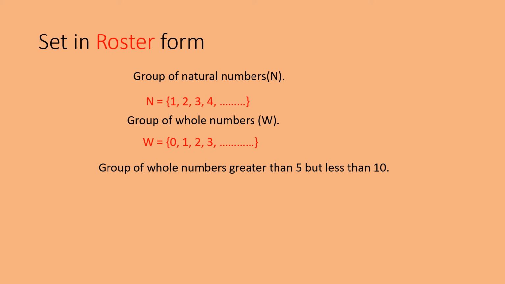Group of whole number greater than 5 but less than 10. See here what will come? A is the name of a set. Since they have not given what to take, we have taken A alphabet and it is used as a capital letter. The elements will be 6, 7, 8 and 9. So we have written in the set form.